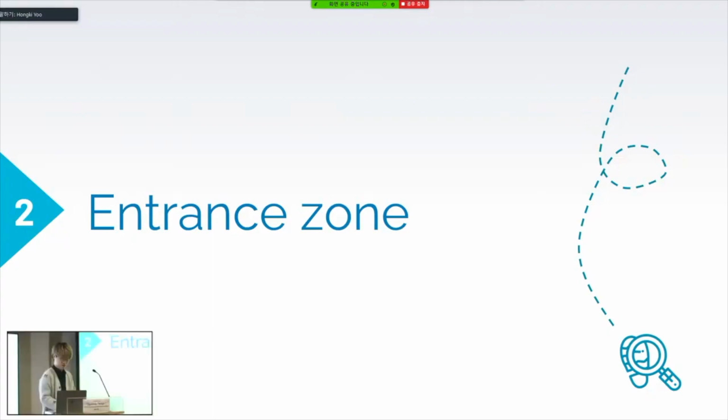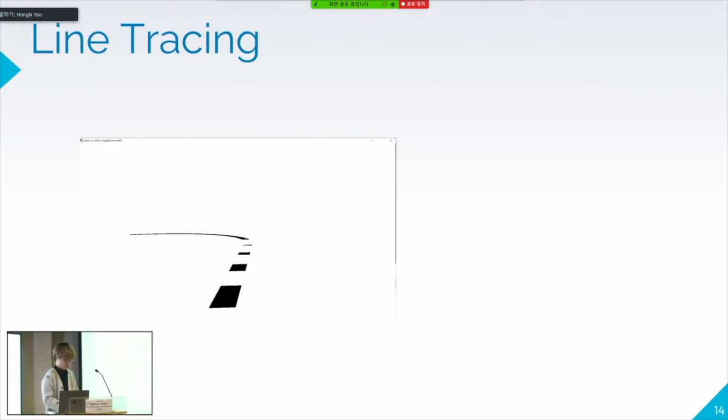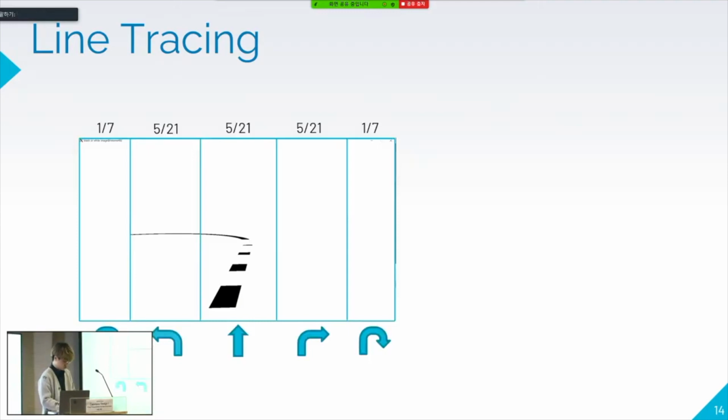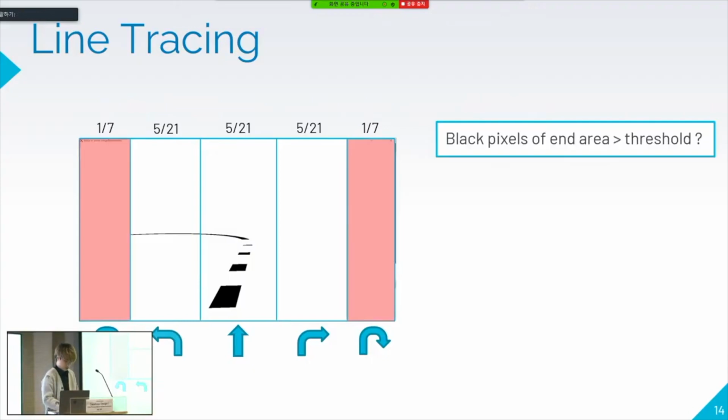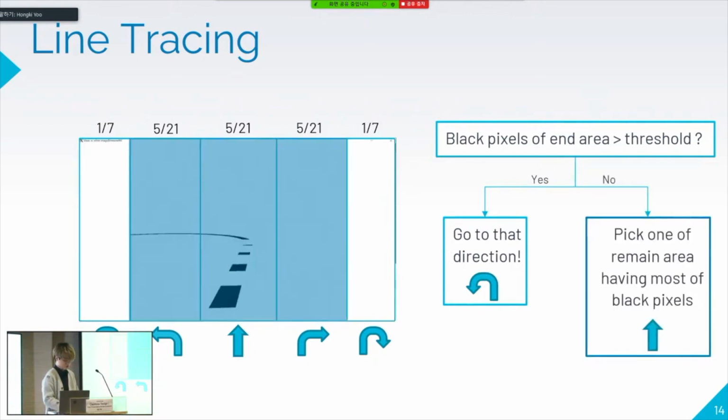Next is the entrance zone. Here we get the raw image from the camera, and using that image, a threshold value is used to process the image into white and black. The image is divided into 5 regions.